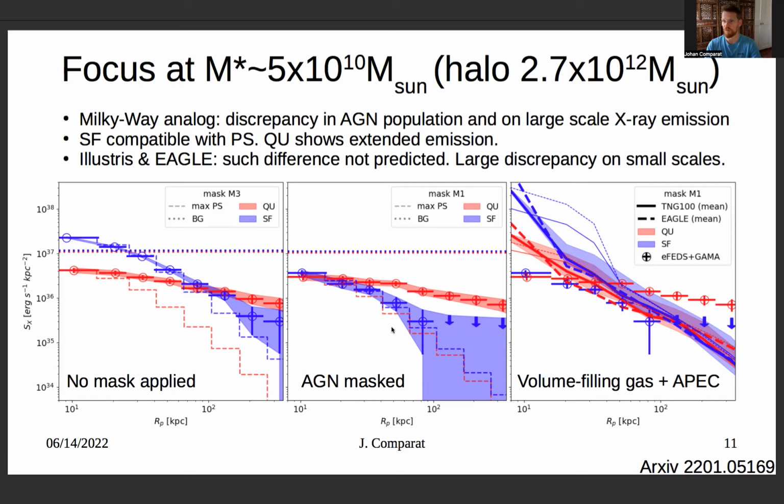On the larger scale, what's interesting is the simulations, regardless of being star forming or quiescent, predict a similar emission above 100 kiloparsec, so blue and red overlap. Whereas in the observations, we see quite a discrepancy between the two.